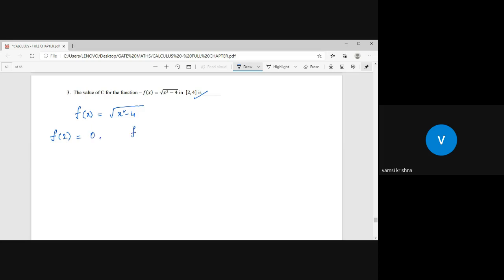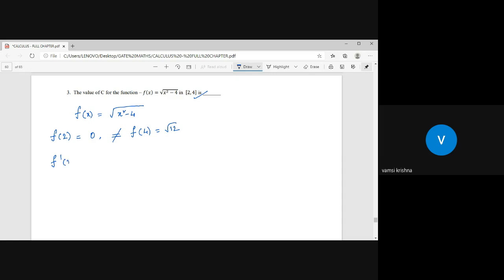In the same way, if I substitute f of 4, 4 square is 16 minus 4 is 12, so root 12. Anyway, f of a is not equal to f of b. So since f of a is not equal to f of b, I should go for Lagrange's, then I need f dash of x. Let us find f dash of x.